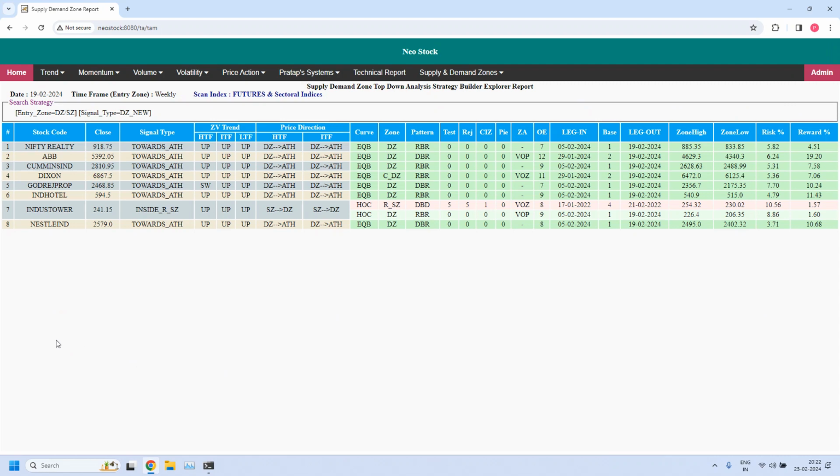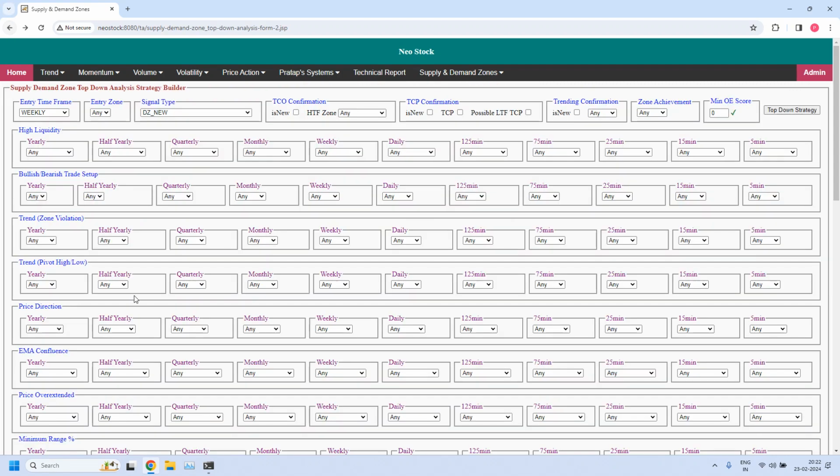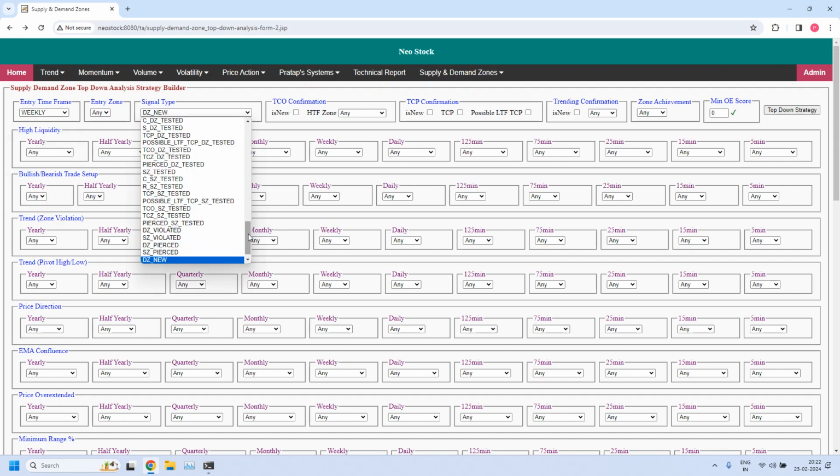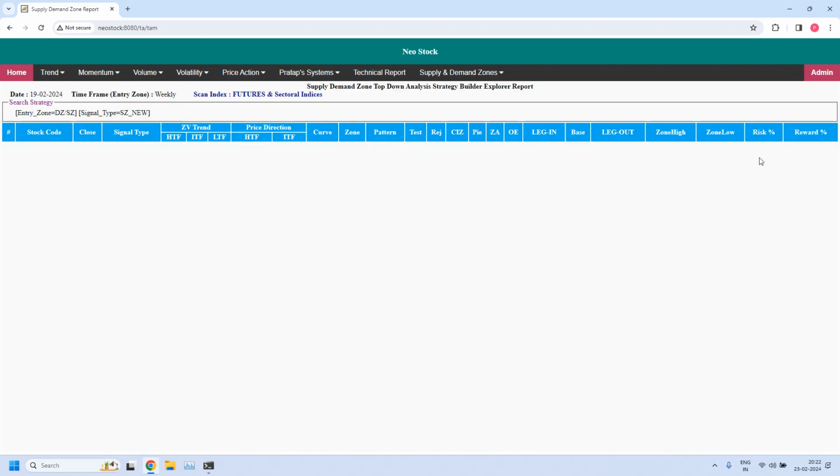So let me go back. For weekly time frame, let us find the stocks that are having newly created weekly supply zones during this week. So no weekly supply zones are created during this week. This is about the filtered list.